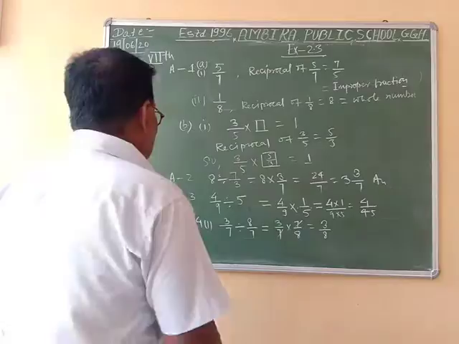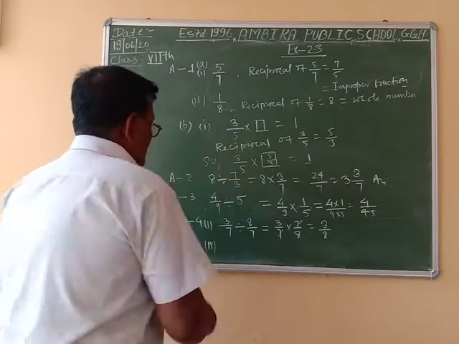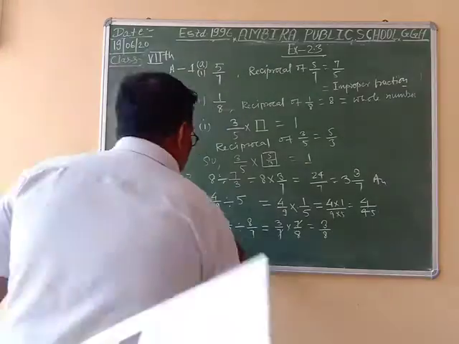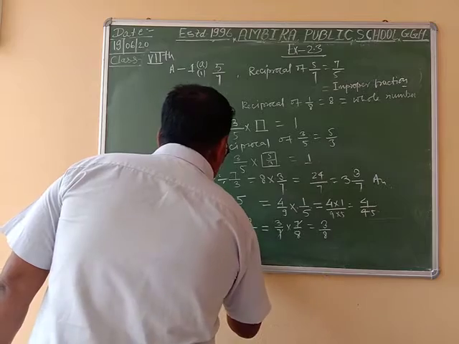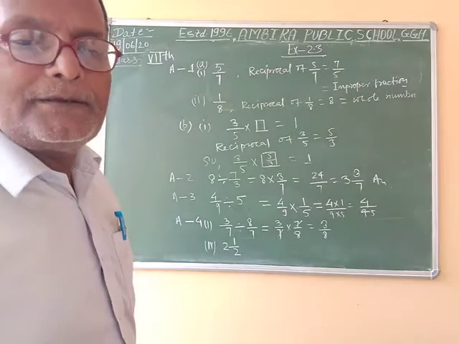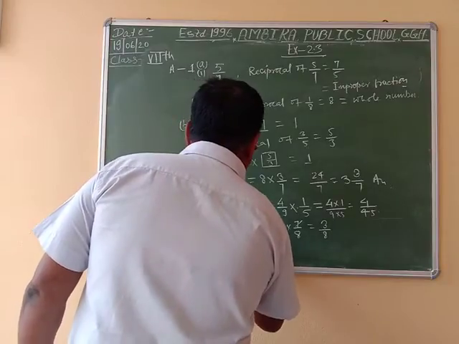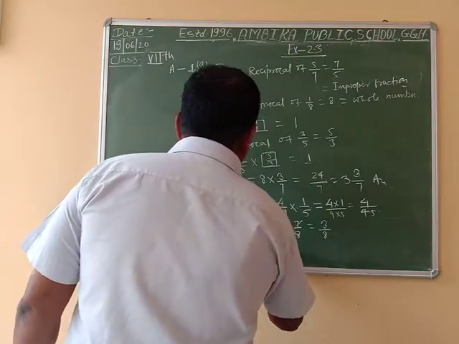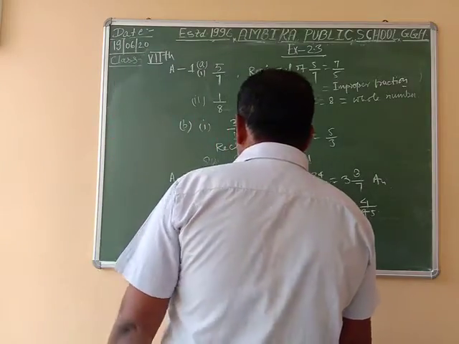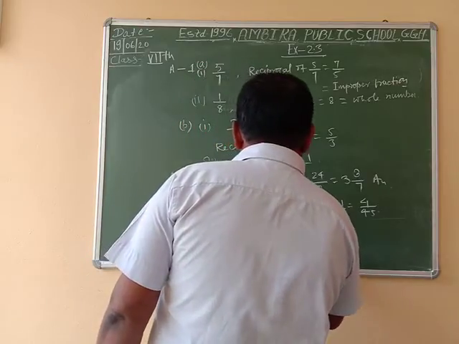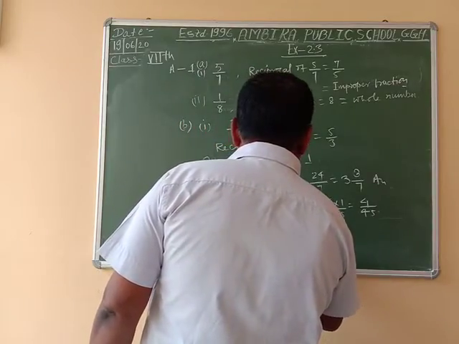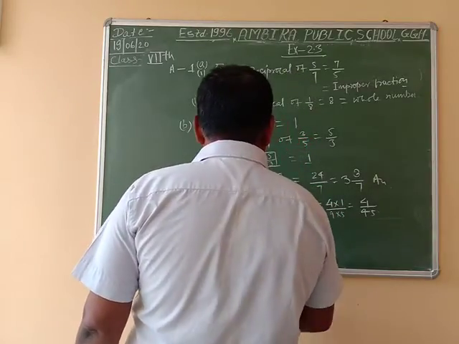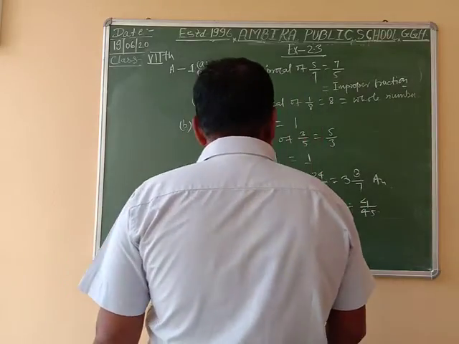Find 2 whole 1 by 2 divided by 5 whole 1 by 3. We can write, change into an improper fraction: 2 whole 1 by 2 is 5 by 2, divided by, and also change it into an improper fraction.